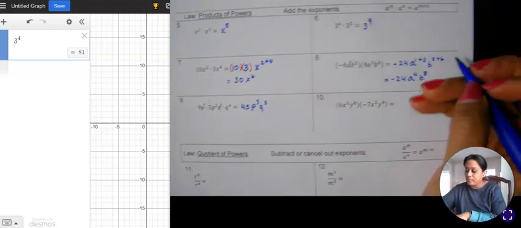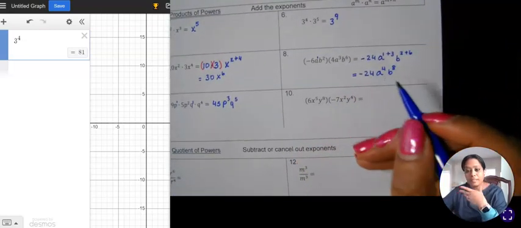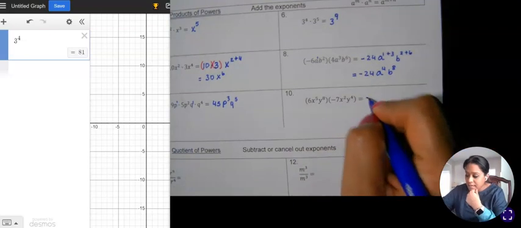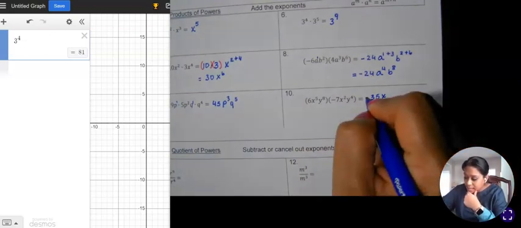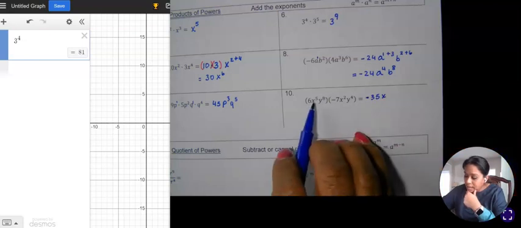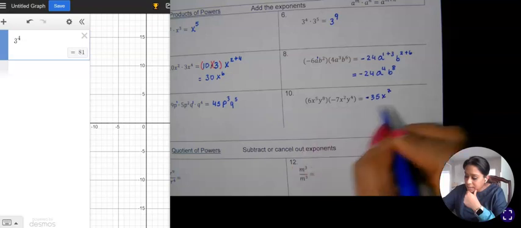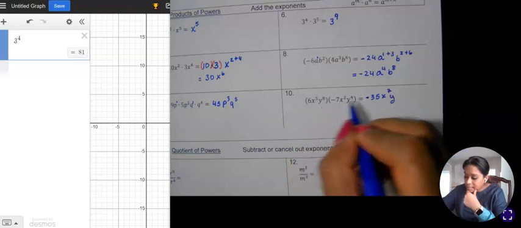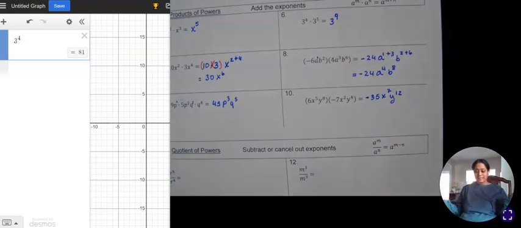That's it. All right, so 6 times negative 7. Let's go ahead and multiply the coefficients. So that's negative 35. And then you have here x, that's a negative 5 plus 2, which is 7. And then y, 8 plus 4, that is 12. And that's it. That is the product of power rule, so very important rule.